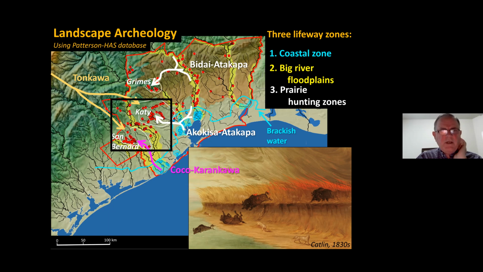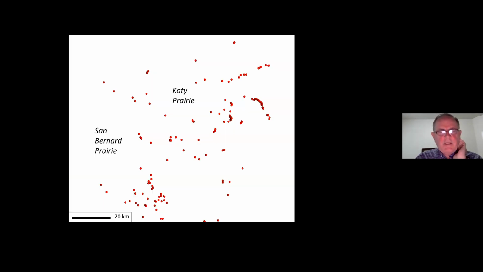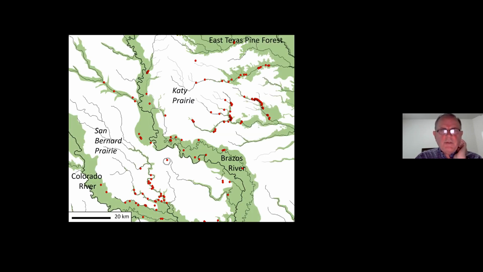Let's just blow up this area of the Katy and San Bernard Prairie and take a look at a map. This is just archaeological sites here shown in red. And you can see it's kind of a helter-skelter site map until you put on the drainages. And then if you'll notice, you've got three large areas of forest: the East Texas pine forest to the north, the Brazos River in the center, and then the Colorado River. And then in between, you have all these small creeks that are forested creeks.